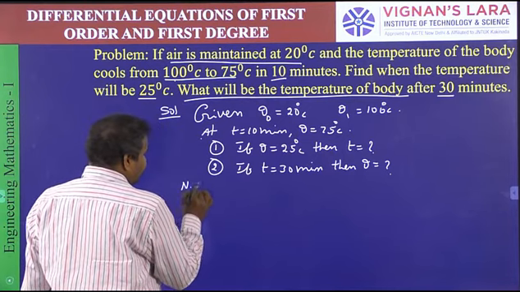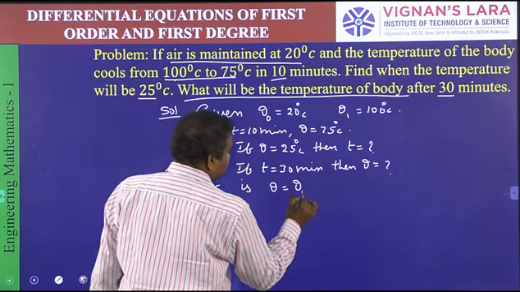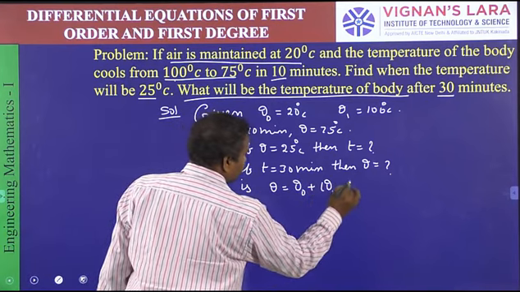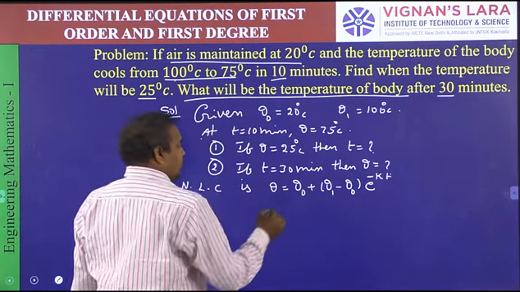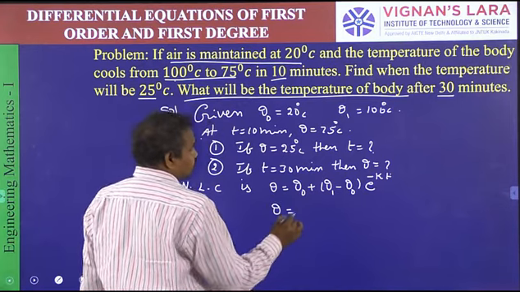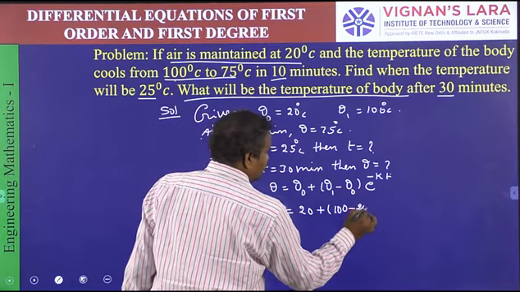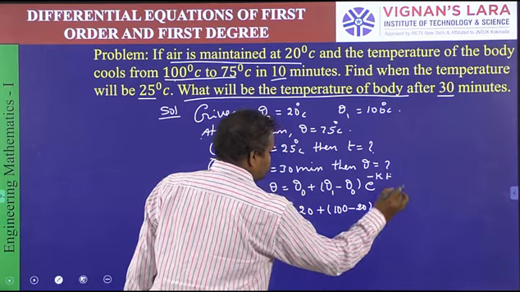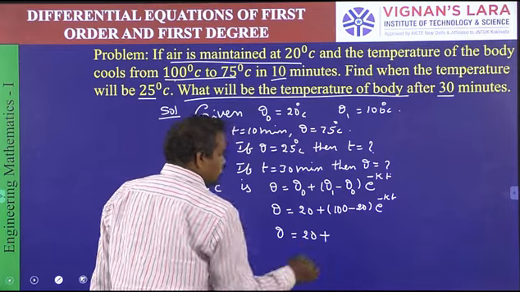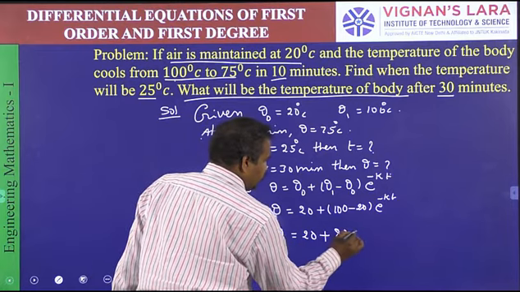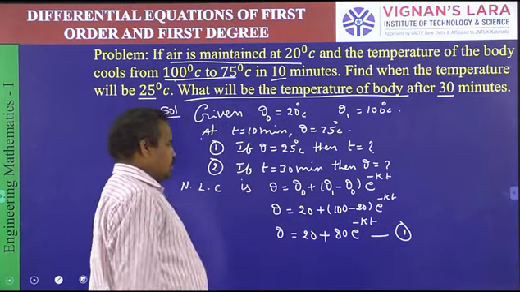What is Newton's law of cooling? Newton's law of cooling is theta is equal to theta naught plus theta 1 minus theta naught into e power minus kt. Substitute all values in this. Theta is equal to, theta naught value 20, theta 1 value 100, theta naught value 20, into e power minus kt. Theta is equal to 20 plus 100 minus 20, 80, into e power minus kt. Let it be equation number 1.